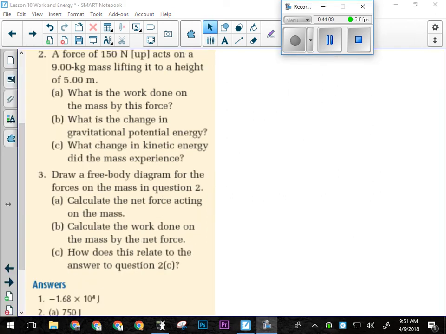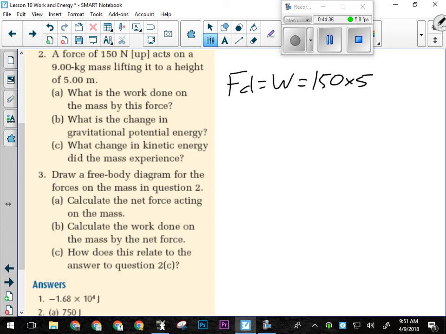Let's have a look at number 2 here. So we have a force of 150 newtons lifting a mass to a height of 5 meters. What's the work done on the mass by this force? So force times distance equals work, right? We're just going to calculate the work done first by going force times distance. We can put the cos of theta part in there, but theta is 0, and cos of 0 is 1, so we don't have to worry about that. So we've got our 150 newtons times 5 meters is 750 joules.